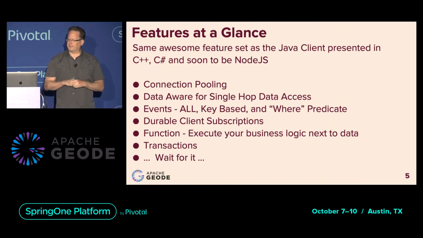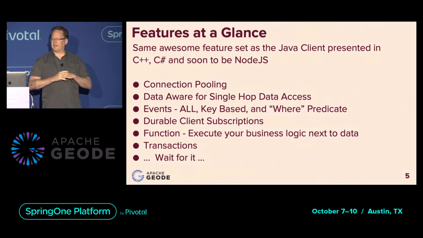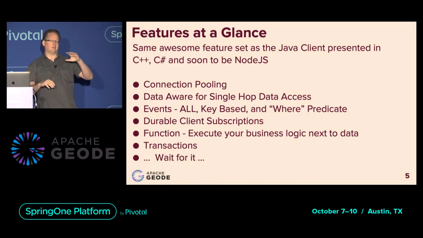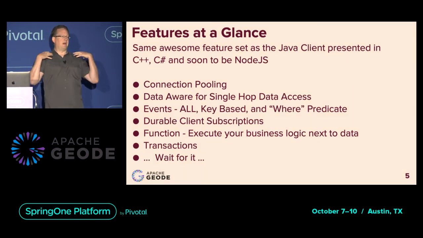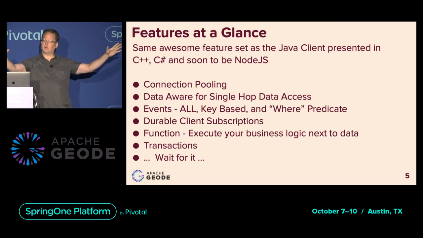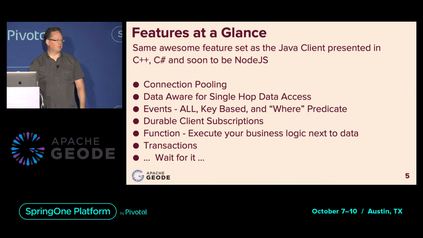I already said something about functions, right? So I can execute my business logic on any of the servers. I can actually direct it to a specific server where my data is at, right? It's right there on that server. I direct it there. Or I can run it on all servers to go do some kind of map reduce.